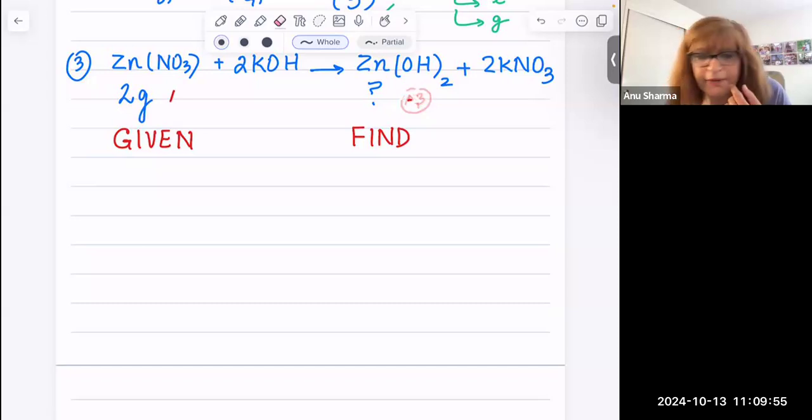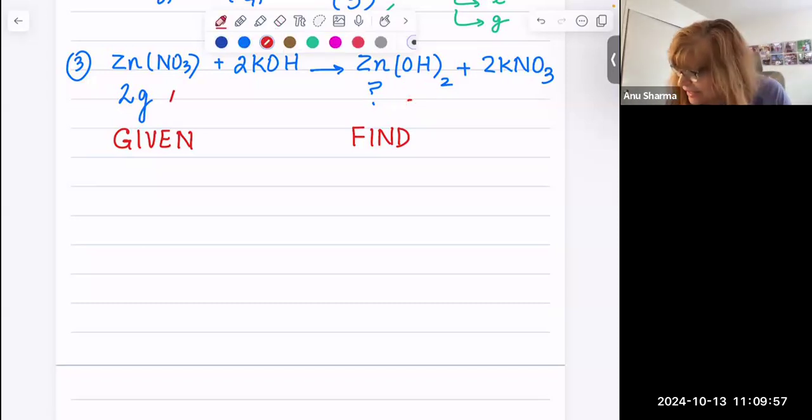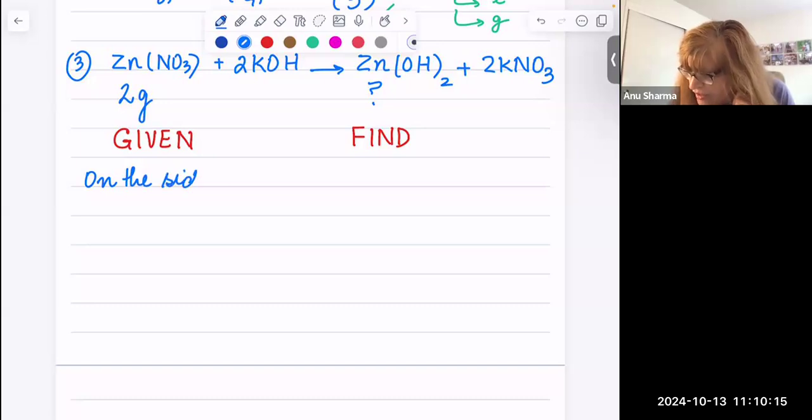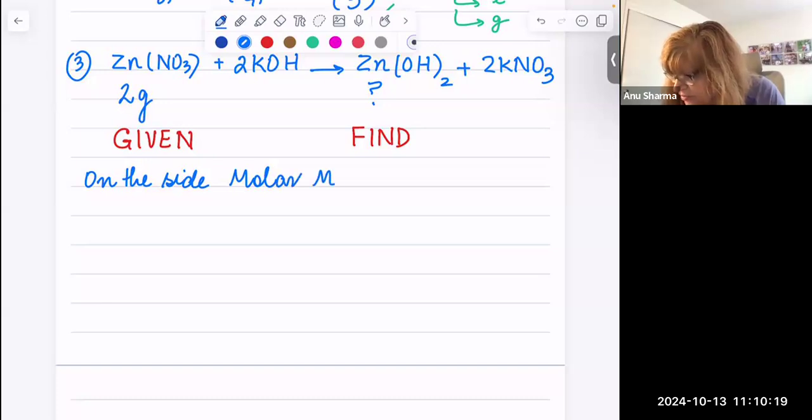Not given to you, but we expect that molar mass. Excellent. So for both the entities, because you need to find the grams. If they say find the moles, then you don't need the molar mass, but if they say find the grams, then you do. And the question will ask you to find the grams. So here, find the molar masses on the side. Okay, on the side, calculate the molar mass.